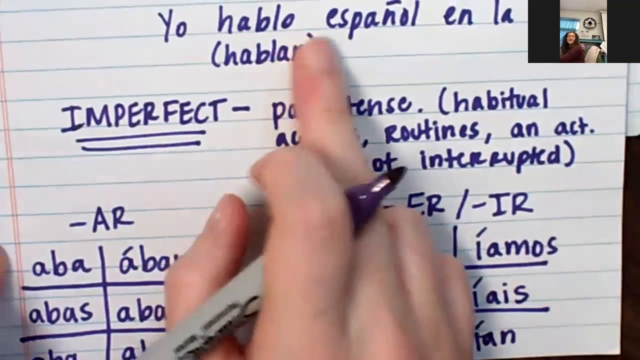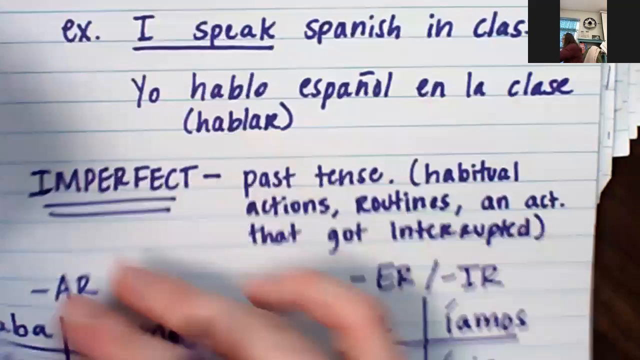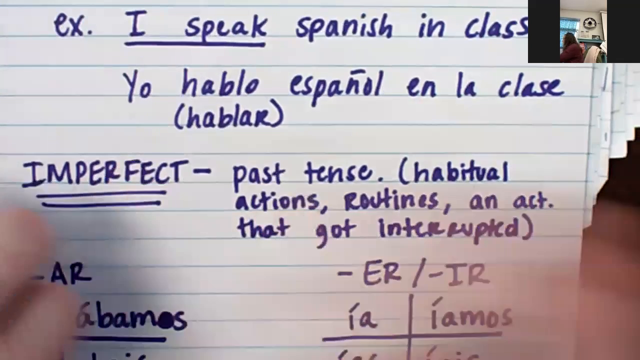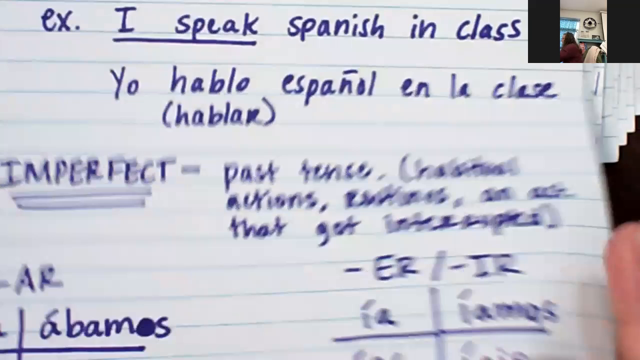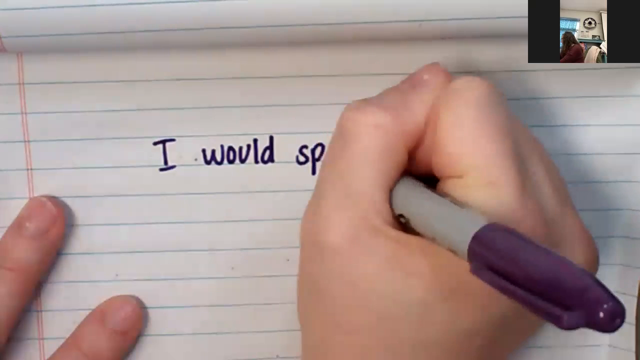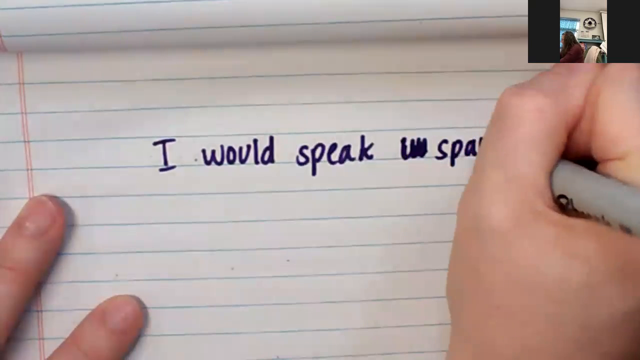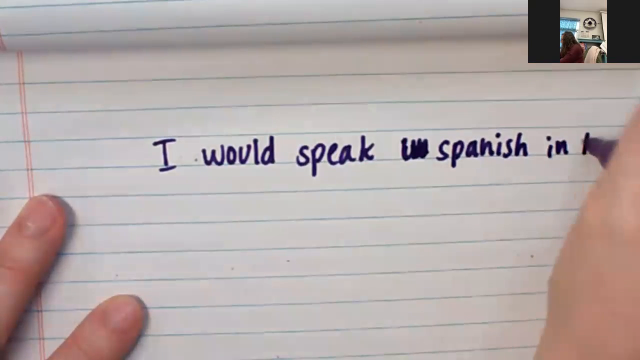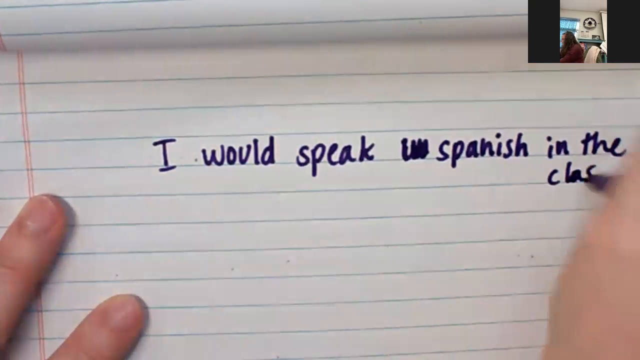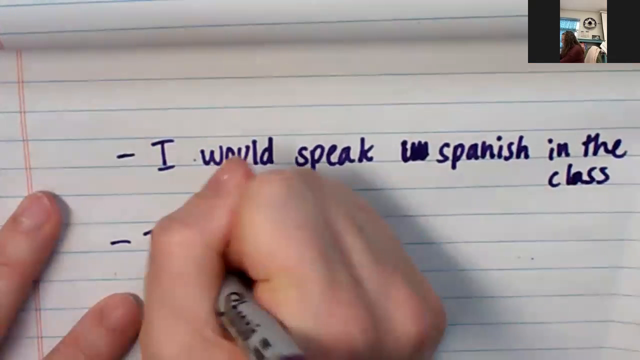So if I wanted to do the same sentence in English, I speak in Spanish class, but kind of transcribe it into the imperfect. Instead of saying I speak in Spanish class, in the English imperfect, it would be I would speak in Spanish. Or I would speak Spanish in the class. Or another way to phrase it in English would be like, I used to speak Spanish in the class.